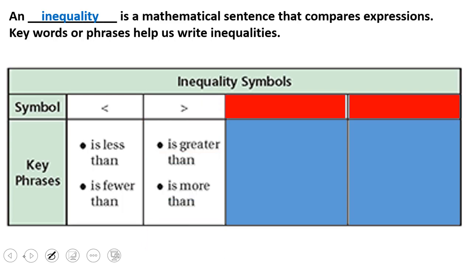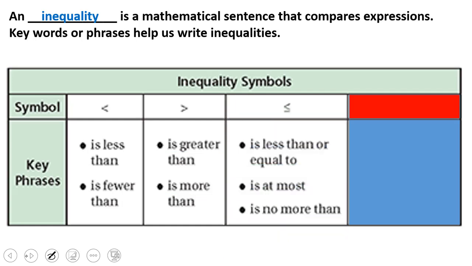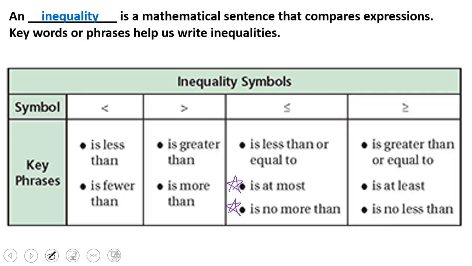We have the greater than symbol, and an extra one there is more than. We have the less than or equal to symbol. There are 2 key ones in here: is at most and is no more than. We'll talk about those as we're writing. And then we have the greater than or equal to symbol, which also has 2 that are difficult to remember. We just have to practice them: is at least and is no less than. Those represent greater than or equal to. So, ladies and gentlemen, if you didn't get this chart written down, you might want to. And there is plenty of room here, so you'll be able to add to that chart as we find other phrases that represent these different inequality symbols.